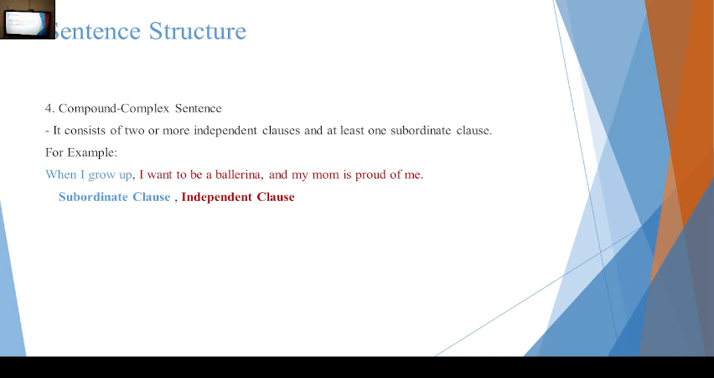I want to be a ballerina and my mom is proud of me. Independent clause. Okay? It's a compound sentence. Independent clause. So when you have a subordinate clause and a compound sentence, or independent clauses, we call it a compound complex sentence.